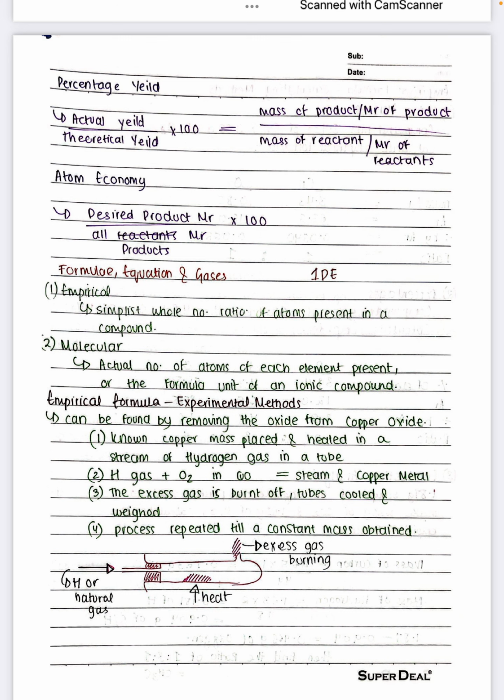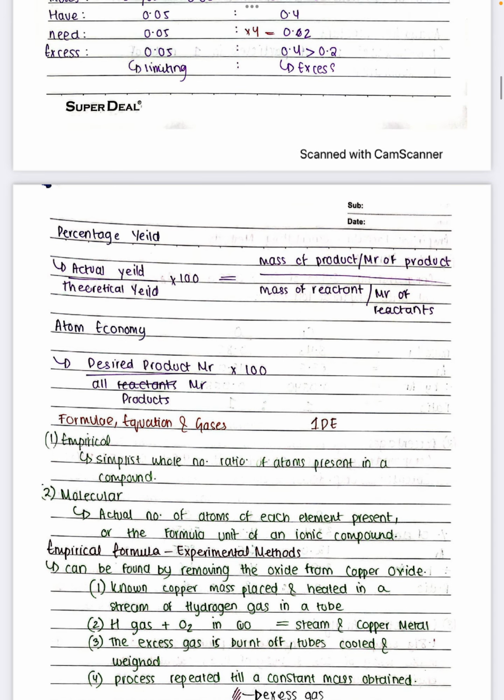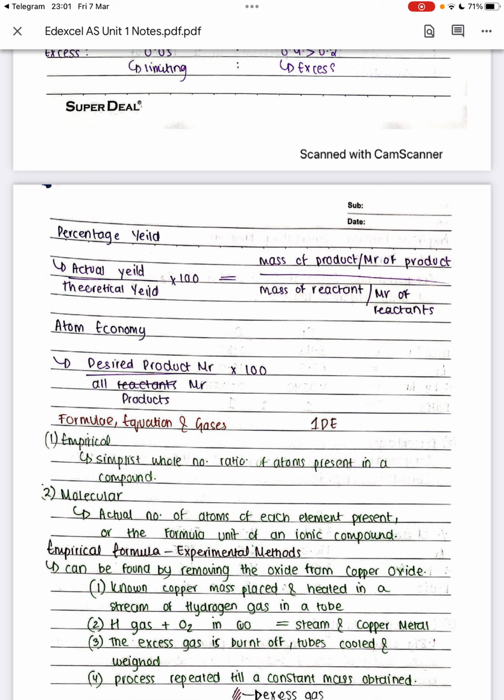We're going to go directly into percentage yield. Actual yield over theoretical yield times 100. Theoretical yield comes from the mass of reactant times Mr of product over Mr of reactant. The atom economy is the Mr of the desired product times 100 over the Mr of all products. Okay, so the percentage yield is actual yield over theoretical yield times 100, and also atom economy is desired product Mr times 100 over all products Mr, right?